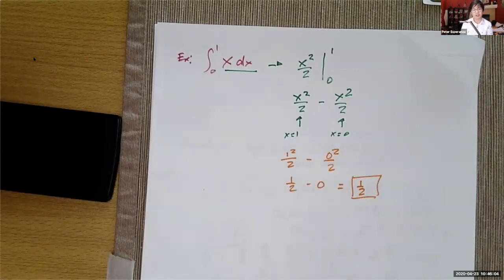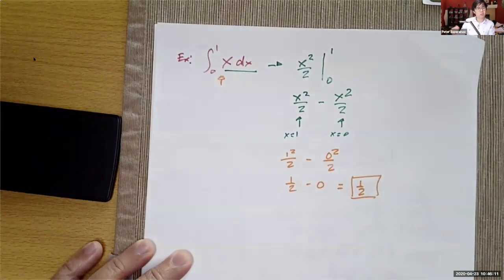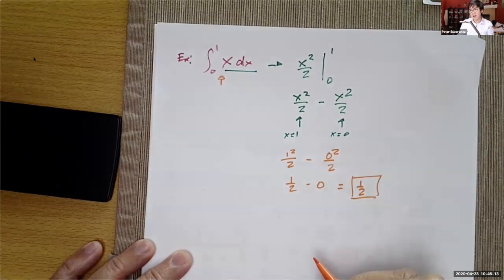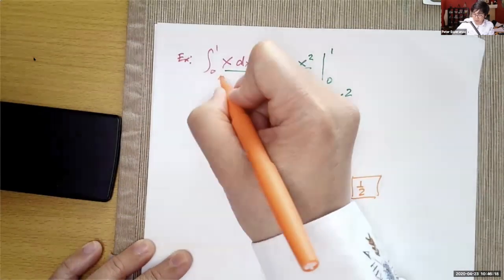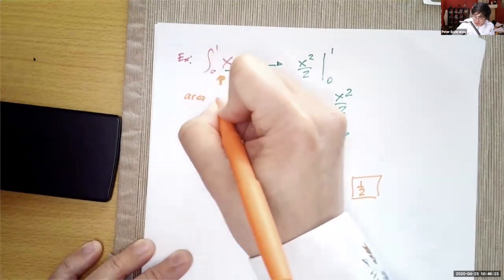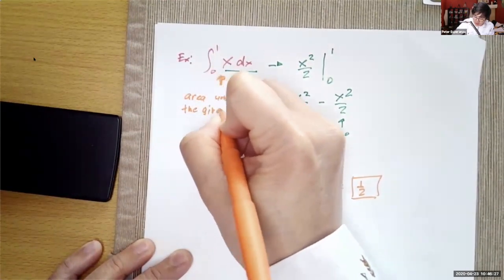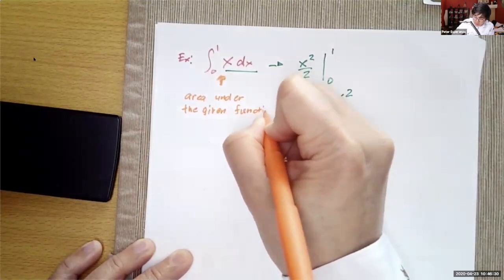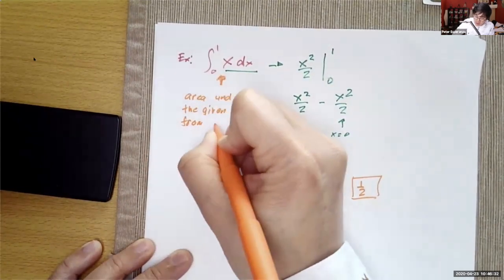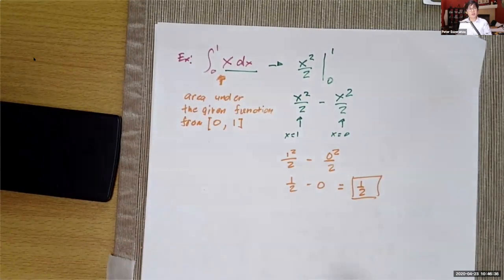So in working with definite integration, what you're finding is the area under the curve of your function x dx from 0 to 1. That's basically what you're looking for in this function. So to make it more visual for all of you, whenever you're looking for a function like this, you're basically finding the area under the given function from 0 up until 1 inclusive. So this is basically what you're looking for.